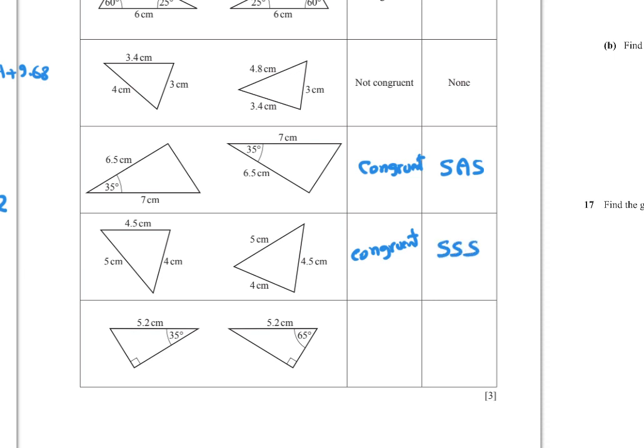SSS. Now for the last one, we have a right angle in both, and the hypotenuse equals the hypotenuse. But now we have 65 and 35, they are not equal. And if we find the third angle for each triangle, the third angle for that one, 180 minus 90 plus 65, so this angle is 25. And if we find the third angle for that one, 180 minus both, you get this angle 55. So now they are not congruent, and there is no case in this one.